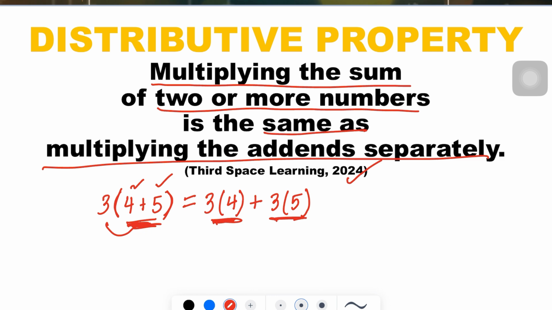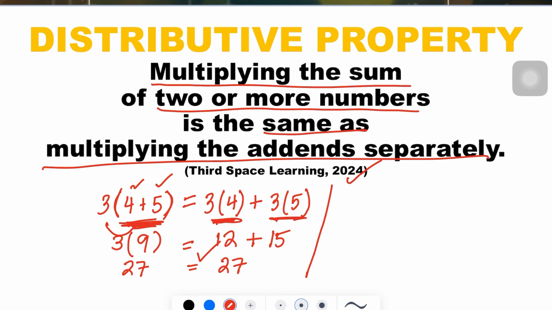Let's prove if this property is correct. PEMDAS, parentheses first: 4 plus 5 is 9, times 3. 3 times 9 is 27. This is equal to 3 times 4, 12, plus 3 times 5, 15. 12 plus 15 is 27. So that's your distributive property.